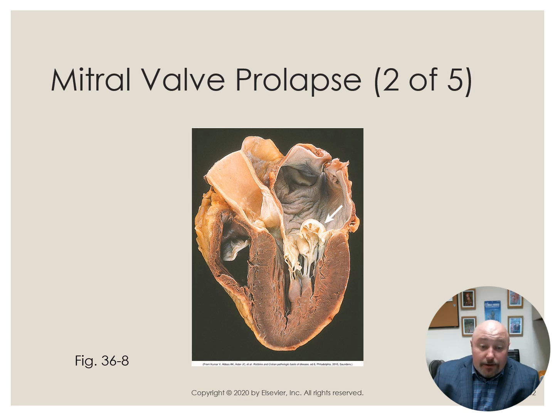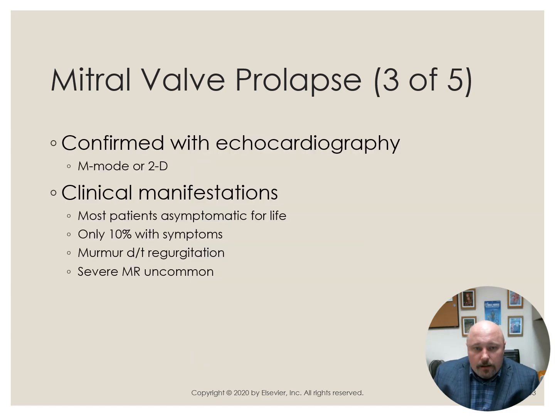Here in this figure 36-8, we have a cross-section of the heart with a mitral valve prolapse identified with the arrow. A mitral valve prolapse is confirmed with an echocardiogram, along with clinical manifestations, such as most patients are asymptomatic for life, only 10% with symptoms. The murmur is due to regurgitation, and severe mitral valve regurgitation is uncommon.